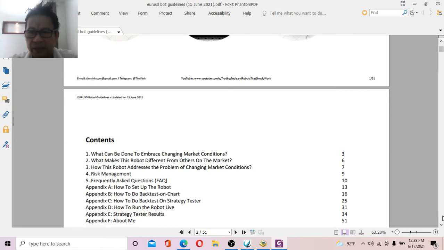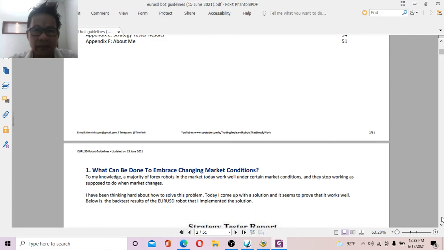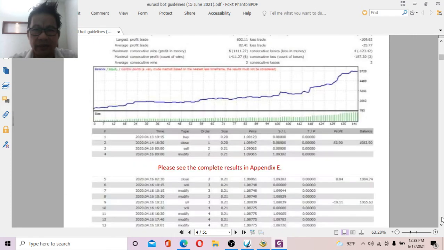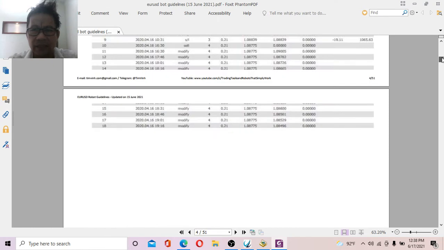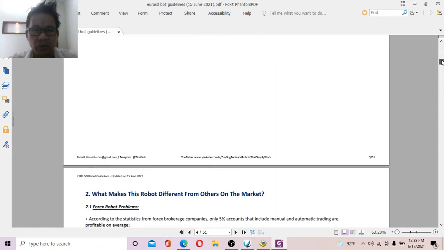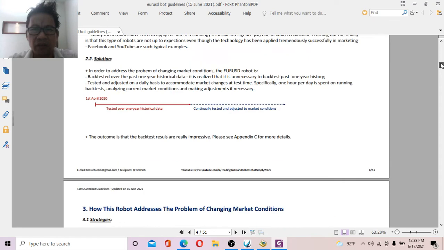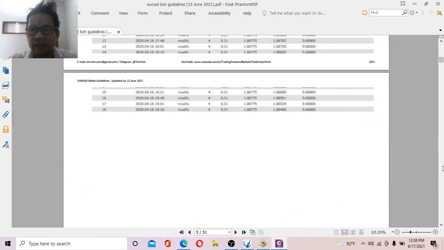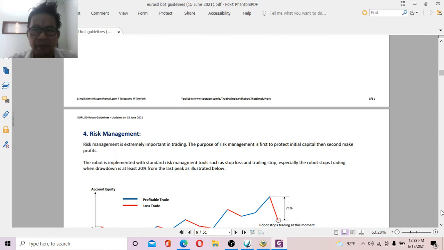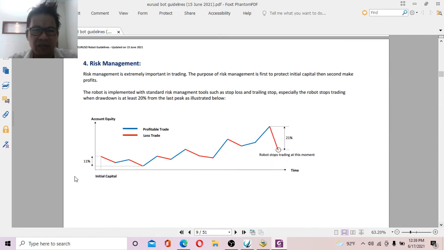So, page number 6. Take a look at the guidelines that I created, which you can download and which come along with the demo robots. What I'm trying to say is, for risk management, at any point in time when the max drawdown is greater than 20% from the last peak, the robot actually stops trading, which is implemented to protect trading capital.